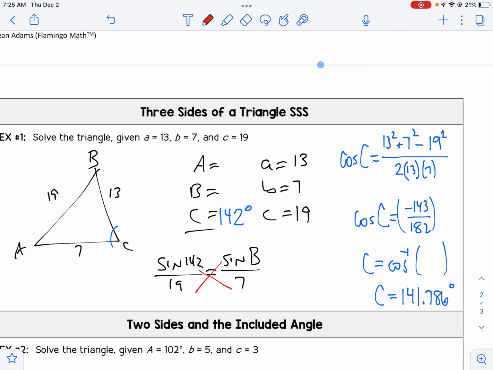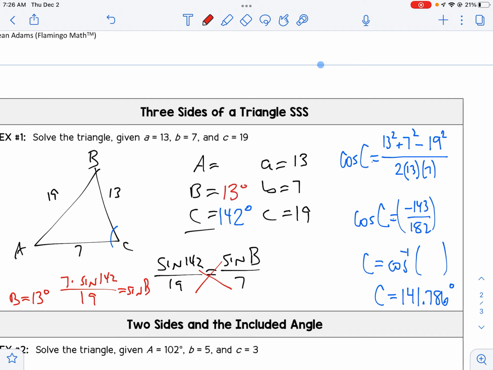Divide that by 19, and then I'm doing the inverse sine of that, and I would get 13 degrees for B. So again, if I show you a little bit of work here, it'll be 7 times sine of 142 divided by 19 equals the sine of B. Then I do the inverse sine of that. I wait till the very end to do the inverse sine. I find out that angle B is 13 degrees.